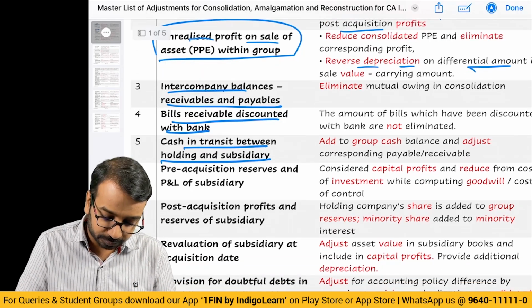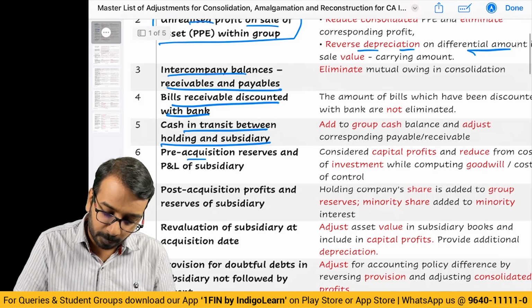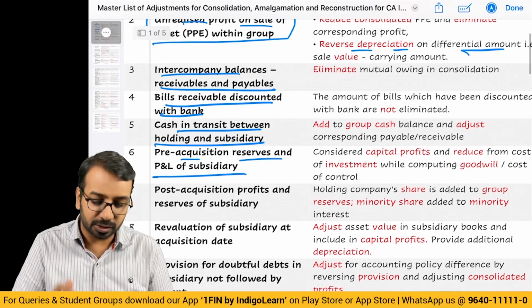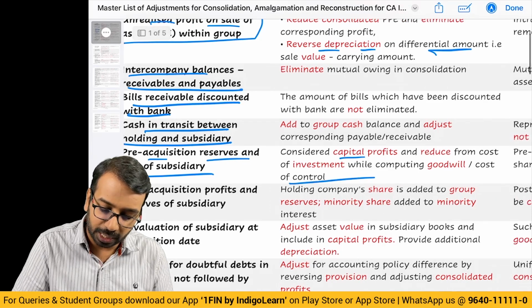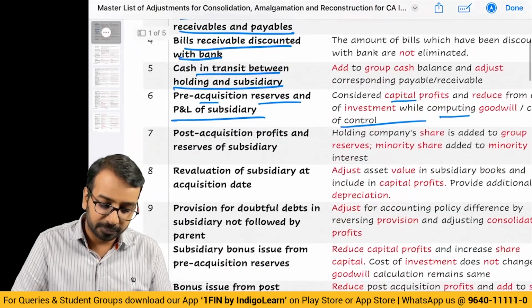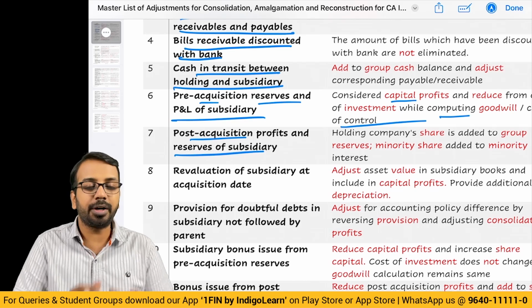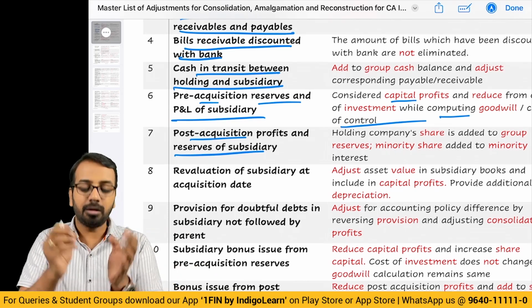If there are pre-acquisition reserves and P&L of the subsidiary, whatever is given in the question, that is a part of your capital profit and used to calculate goodwill or capital reserve. Whatever is the post-acquisition profit, you will share that between the holding and the minority.